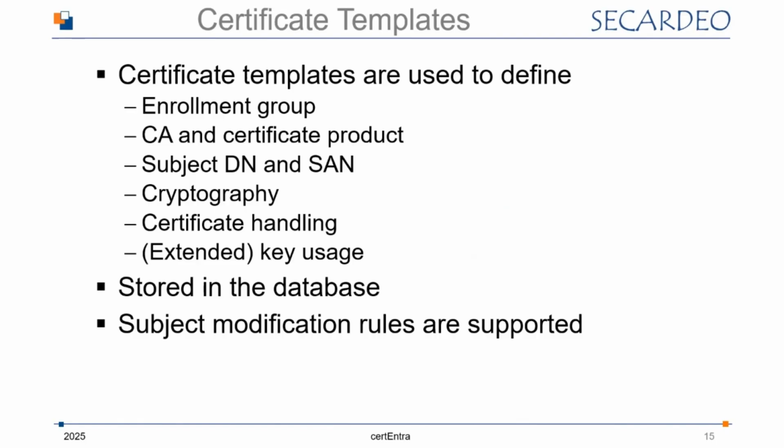So we define enrollment groups, the CA, the certificate product. We can configure subject distinguished name and SAN attributes. We can configure the cryptography that has to be used, the certificate handling, and the key usage and the extended key usage. So this is very similar to what you know from Active Directory templates. And we also support subject modification rules. So you can configure how the common name will be built from first name, surname, or whatever.